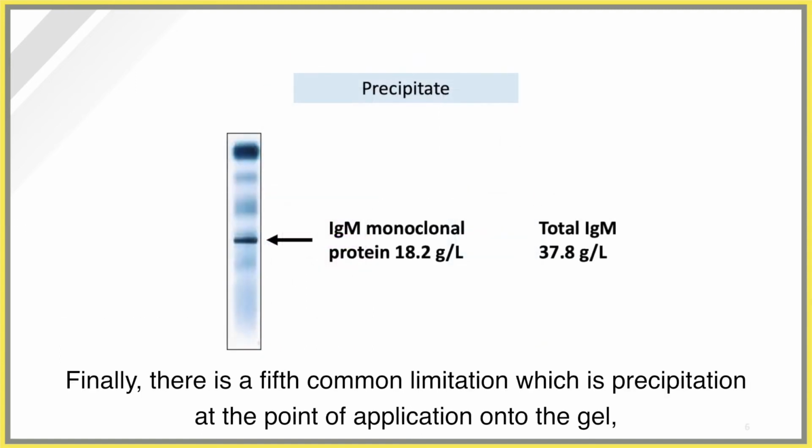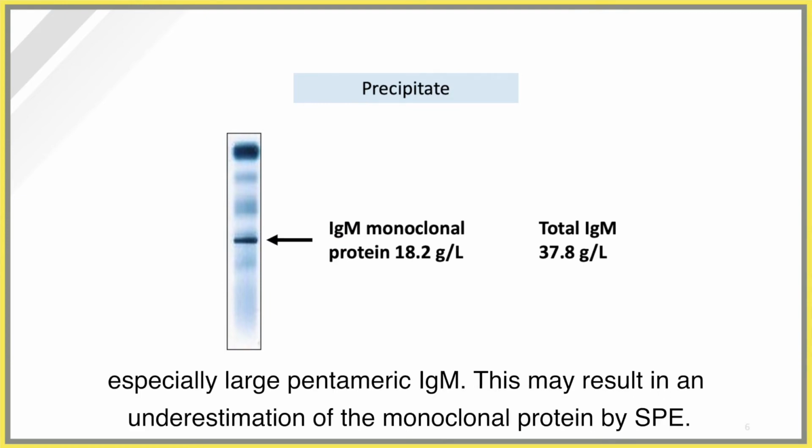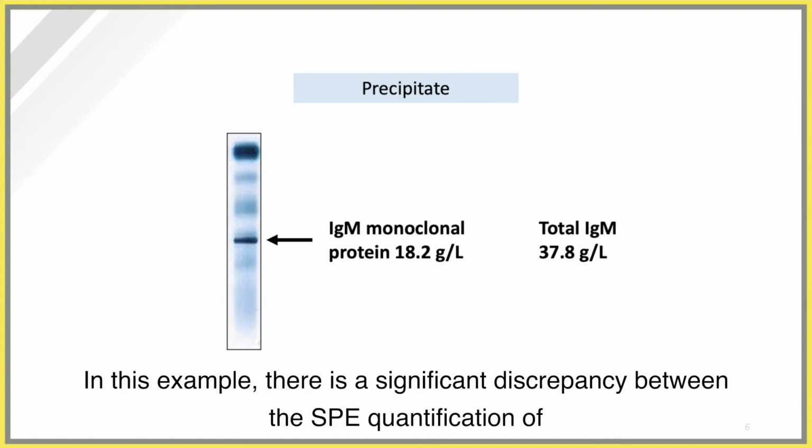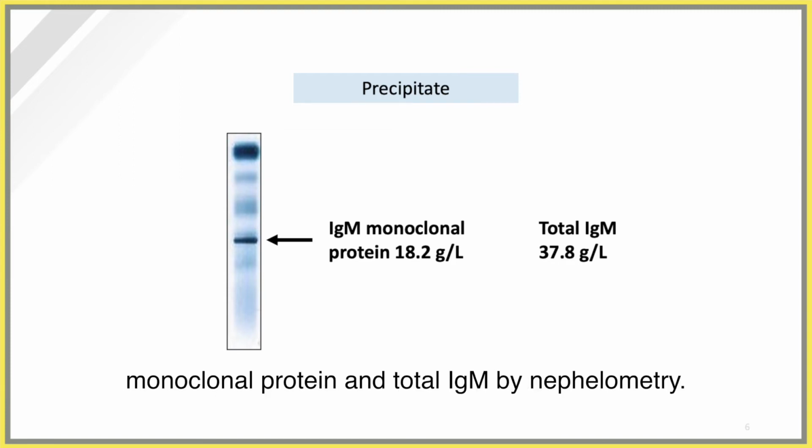Finally, there is a fifth common limitation, which is precipitation at the point of application onto the gel, especially large pentameric IgM. This may result in an underestimation of the monoclonal protein by SPE. In this example, there is a significant discrepancy between the SPE quantification of monoclonal protein and total IgM by nephelometry.